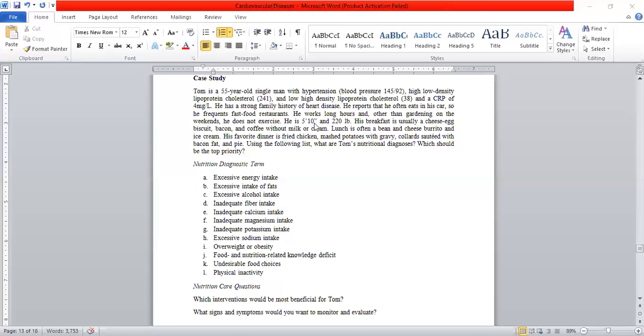His height is 5 feet 10 inches, and weight is 220 pounds. With this, once you have height and weight, the first thing as a nutritionist, you should be able to calculate the BMI. Sarah, do you know how to calculate BMI? Yes. So in this case, we have weight in pounds and height in feet and inches. Are you able to convert feet to meters and inches to meters?